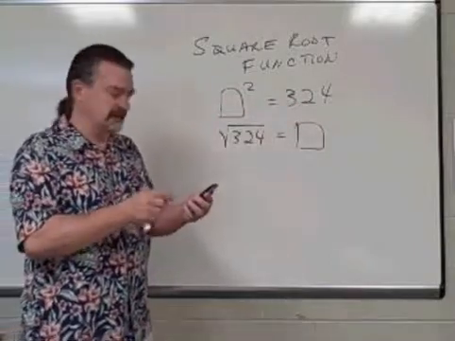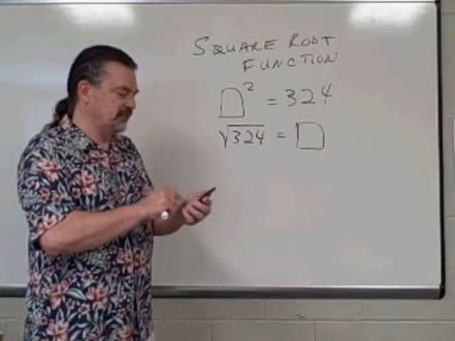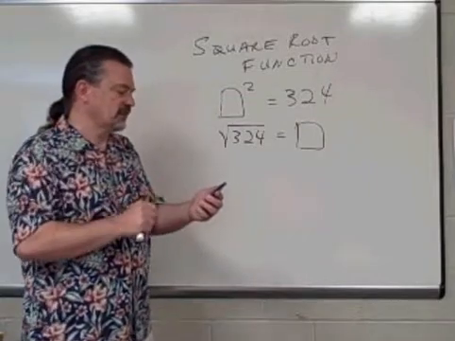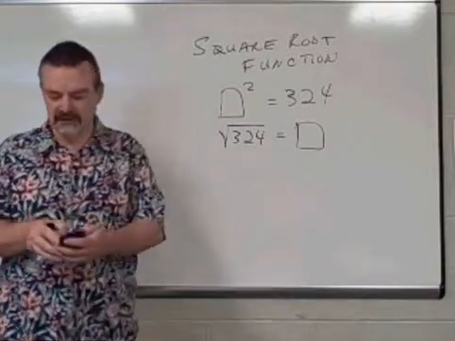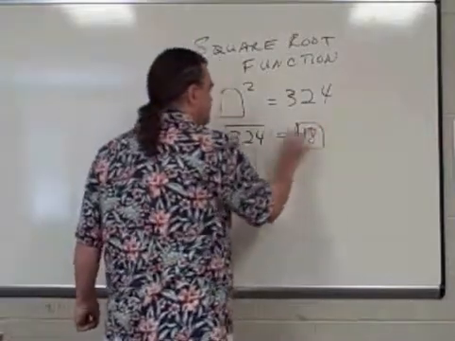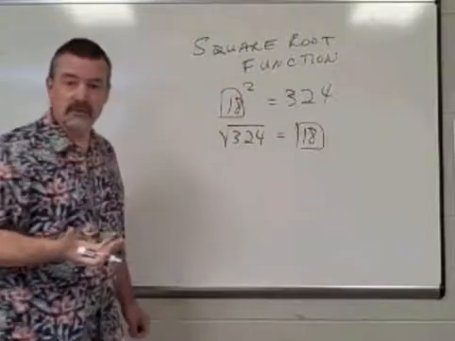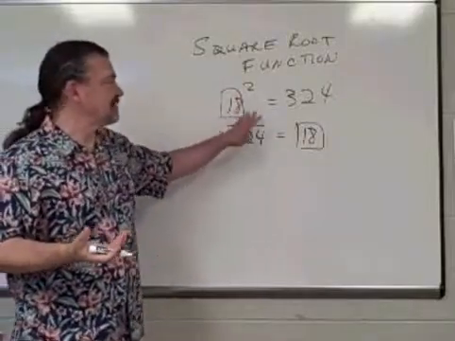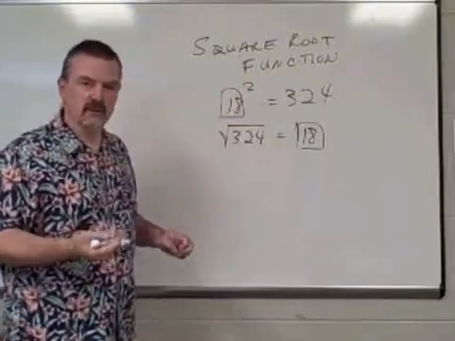So again, take your calculator, put in 324, get your square root function, and you should find that the answer is 18. A whole number this time. 18 times 18 gives us 324.